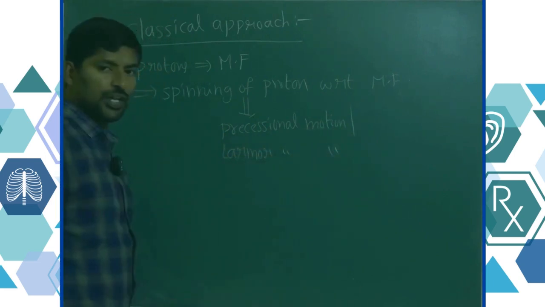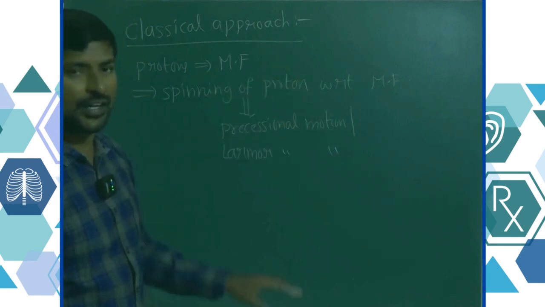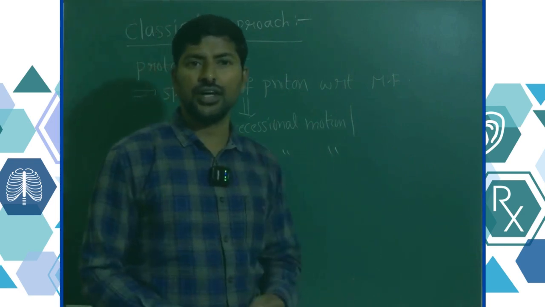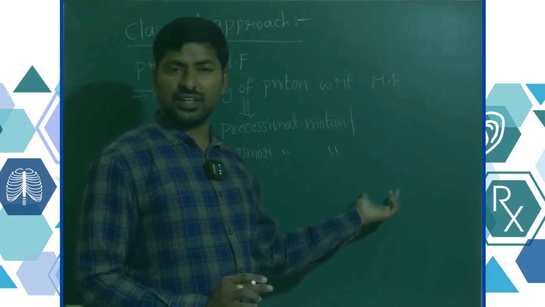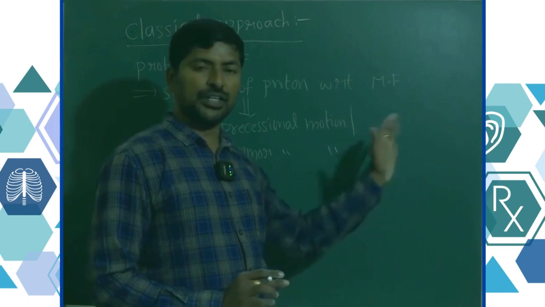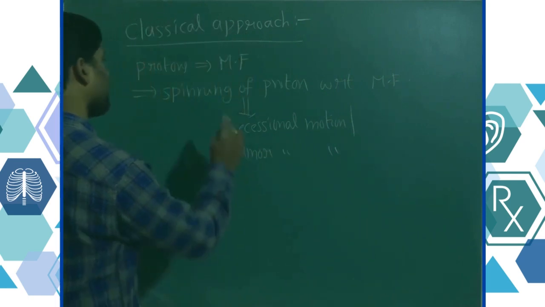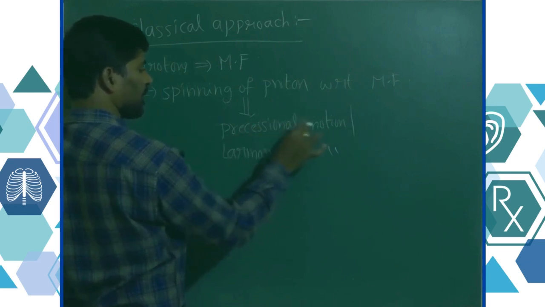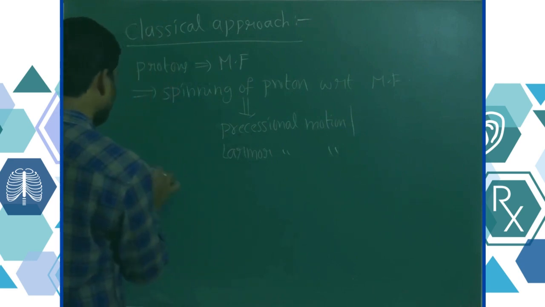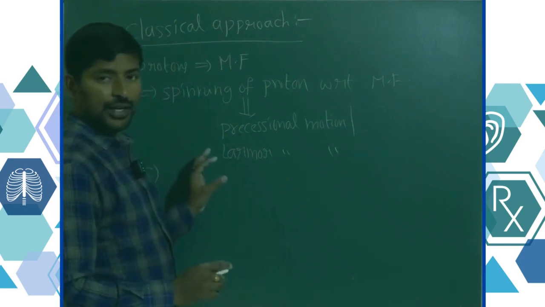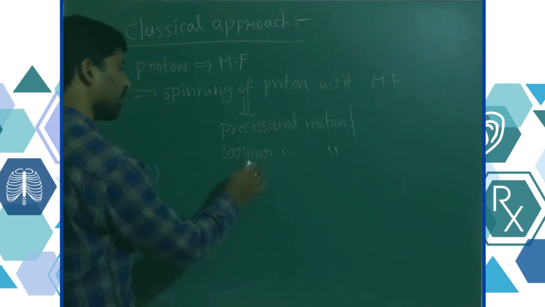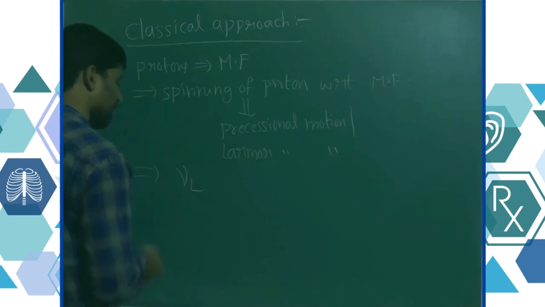That spinning of the proton with respect to the applied magnetic field, or spinning of nuclei. In general, any nuclei we can take, not only proton. Here we are concentrating on proton NMR spectroscopy. C-13 is also NMR active, F-19 NMR active, phosphorus-31 NMR active, all those are NMR active. So spinning of nuclei takes place with respect to the applied magnetic field. That spinning is called precessional motion or Larmor precessional motion. And how many rotations it takes in 1 second is called the precessional frequency or Larmor precessional frequency, represented by nu L.